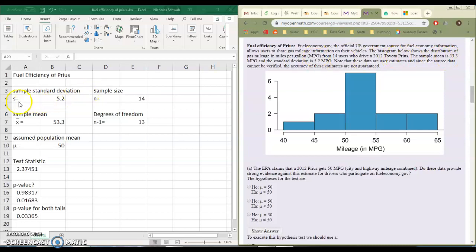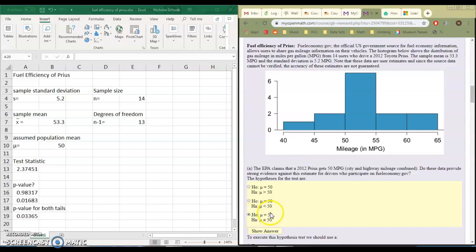I've got this over here. Standard deviation of the sample we call S. Sample mean we call X bar, which we already know, right? It says in part A, the EPA claims that the 2012 Prius gets 50 miles per gallon. Do these data provide strong evidence against this estimate for drivers who participate in this poll?